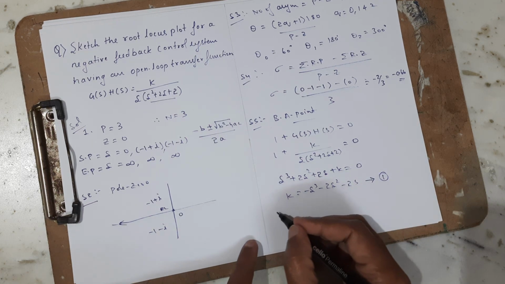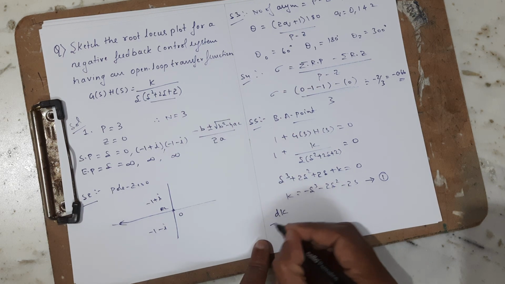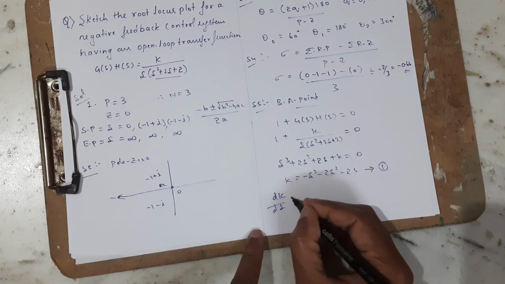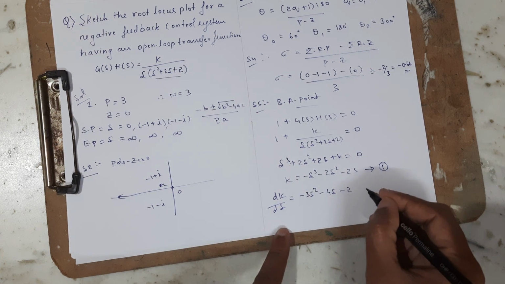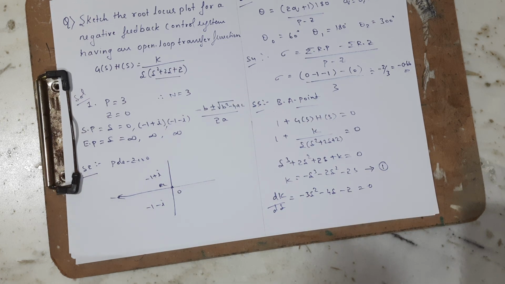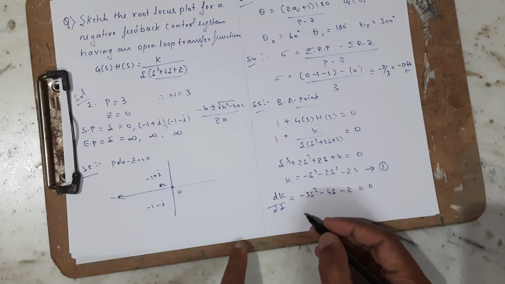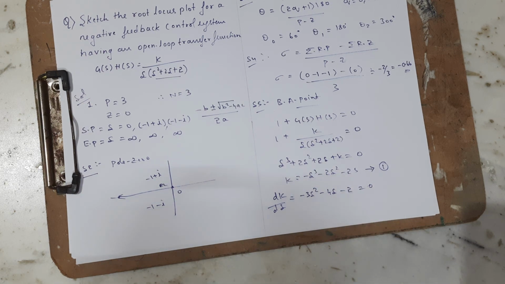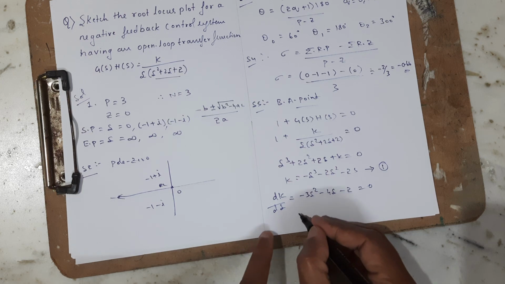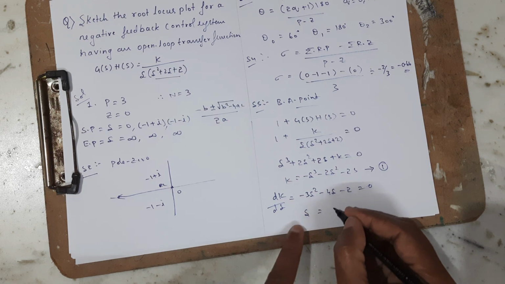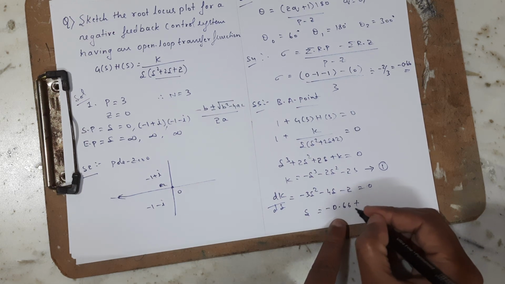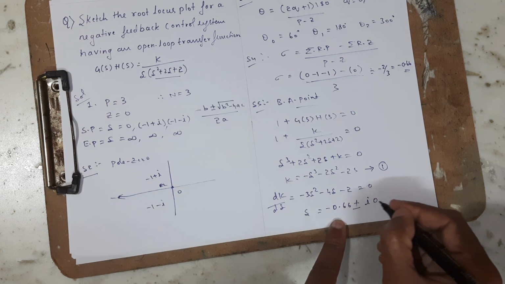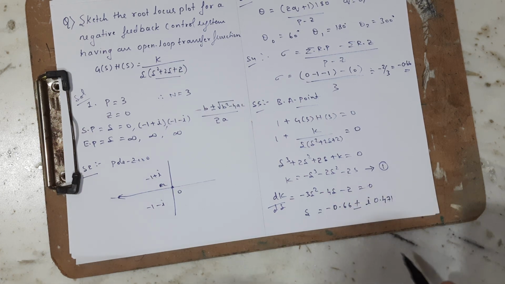Now I am going to differentiate K with respect to s. So this gives minus 3s square minus 4s minus 2 is equal to 0. Now with the help of a calculator, we find the roots of s. We found that s is equal to minus 0.66 plus or minus j 0.471. These are the roots of this equation.